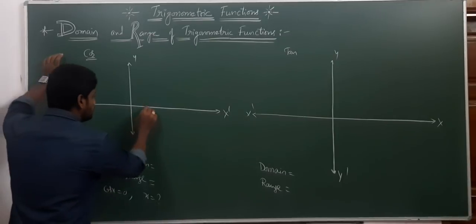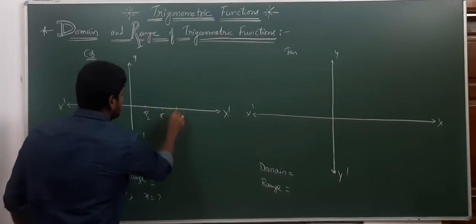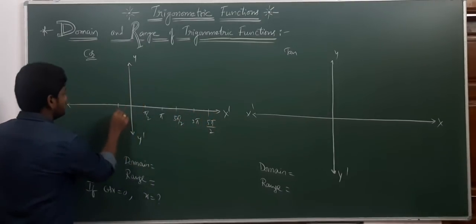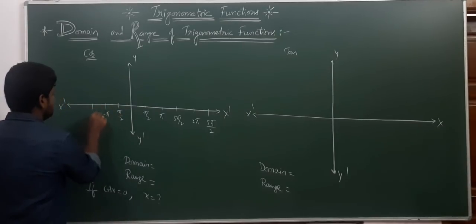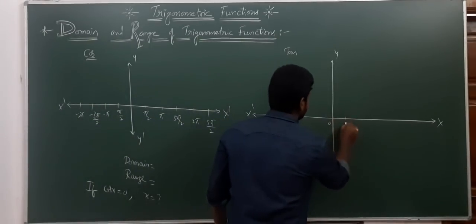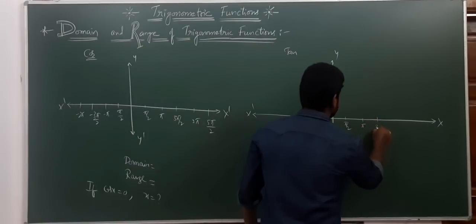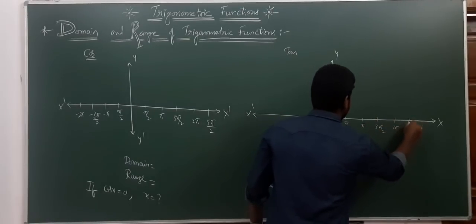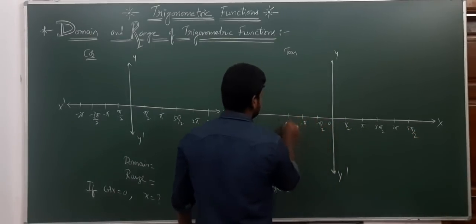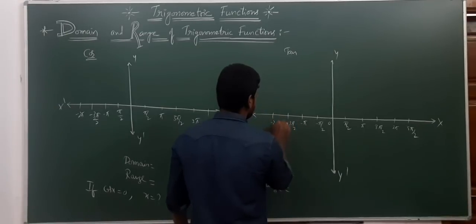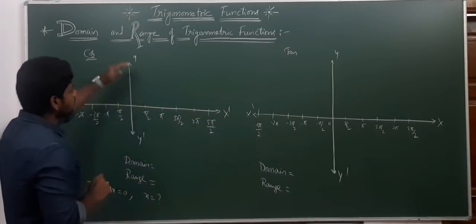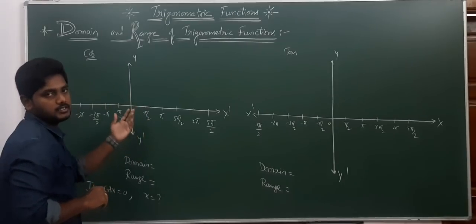The angles we need to mark are pi by 2, pi, 3 pi by 2, 2 pi, 5 pi by 2, and on this side minus pi by 2, minus pi, minus 3 pi by 2, minus 2 pi. Here also this is 0, pi by 2, pi, 3 pi by 2, 2 pi, 5 pi by 2, and minus pi by 2, minus pi, minus 3 pi by 2, minus 2 pi, minus 5 pi by 2. Right? Now, when it comes to y values, based on the domain only we will get the y values.